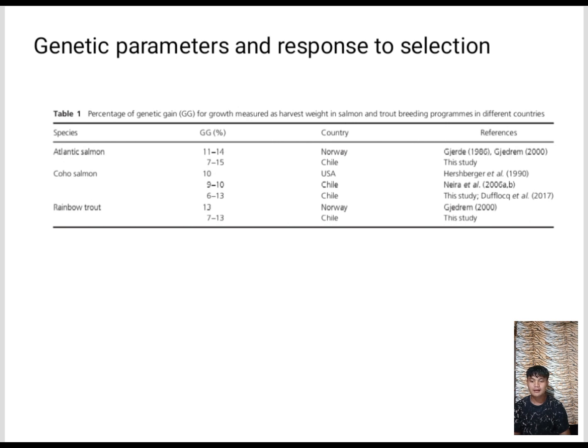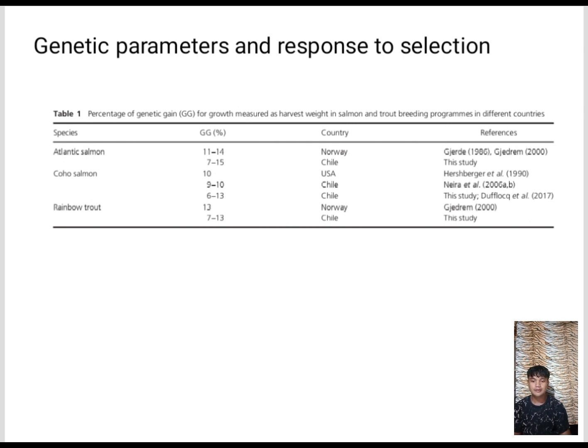This is the percentage of genetic gain for growth, measured as harvest weight, in salmon and trout breeding programs in different countries. So, genetic parameters and response to selection.